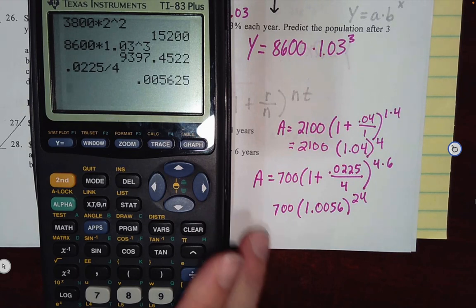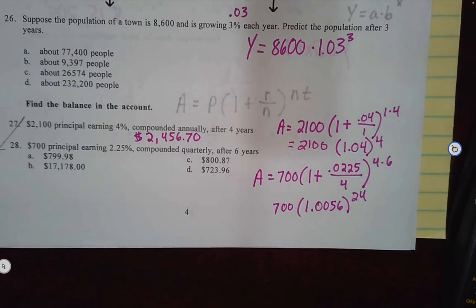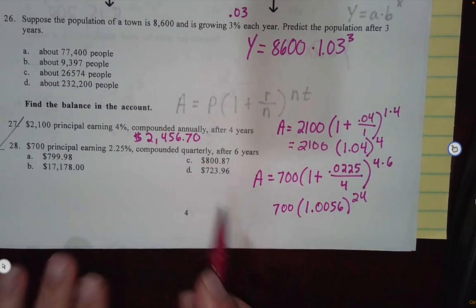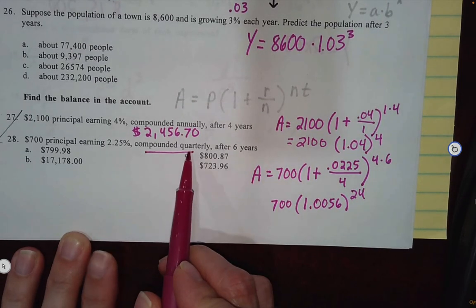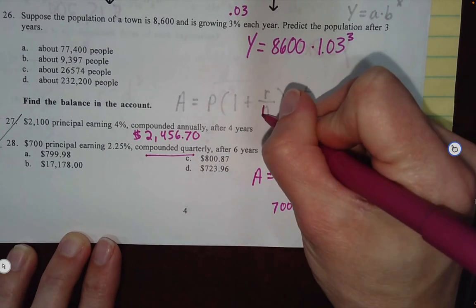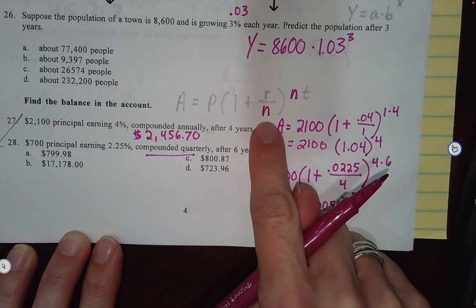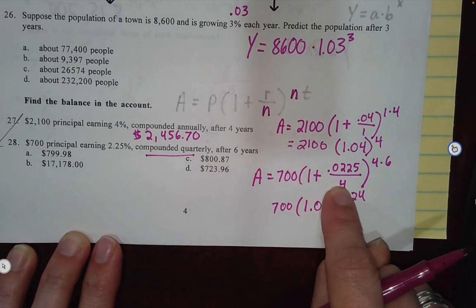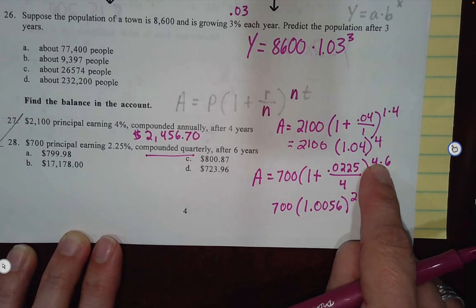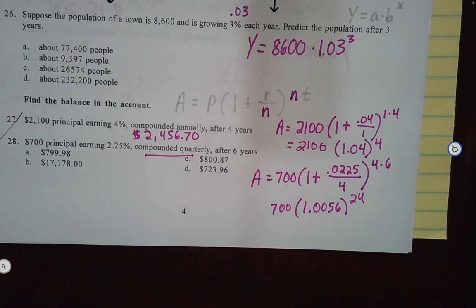So I want you to type that in. Which means 4. Where did I get the 4? Because it says compounded quarterly. So your n, look, it's right here and it's right here. So my 4 must go right here and where else? Right here. Does that make sense? You will have that equation tomorrow.